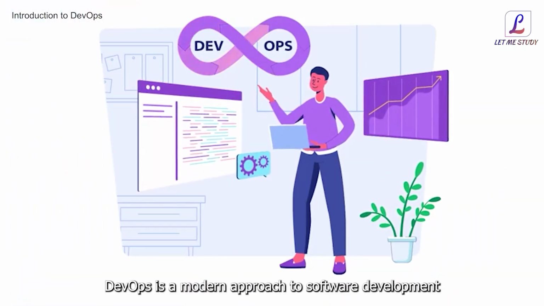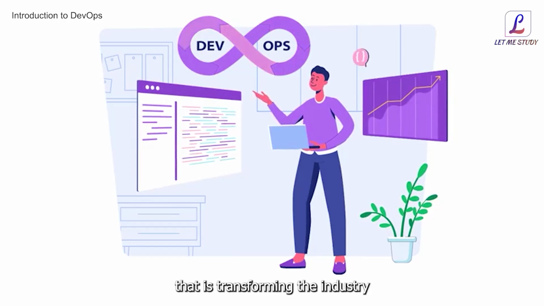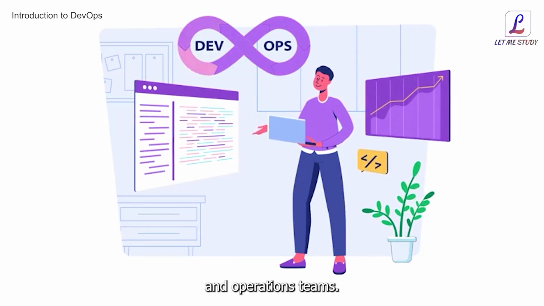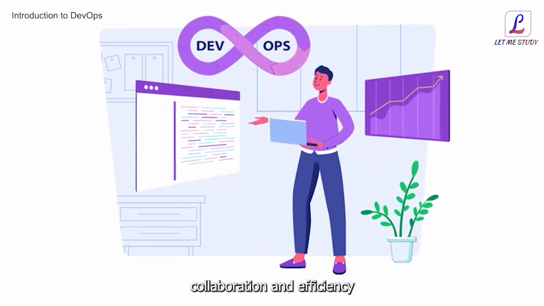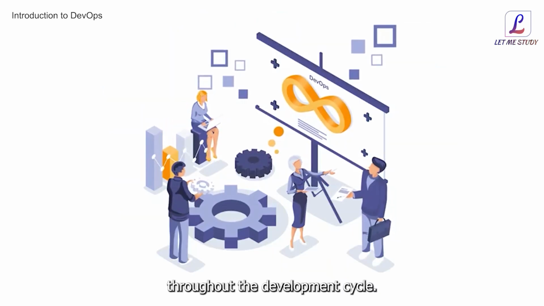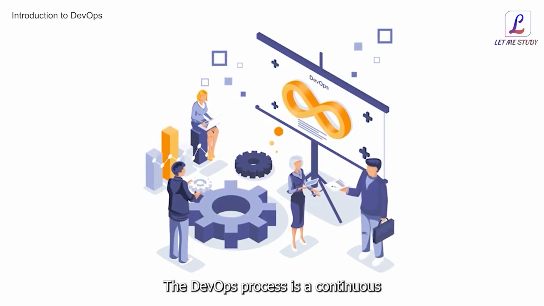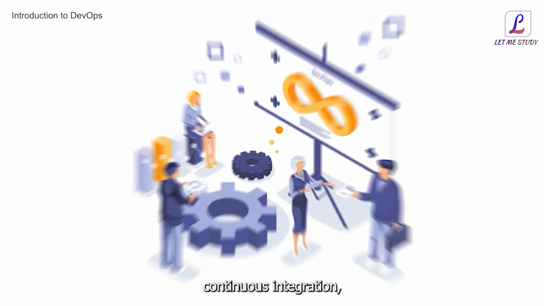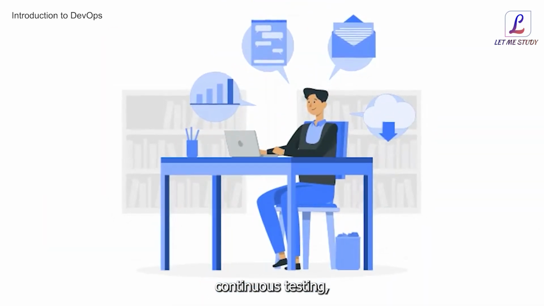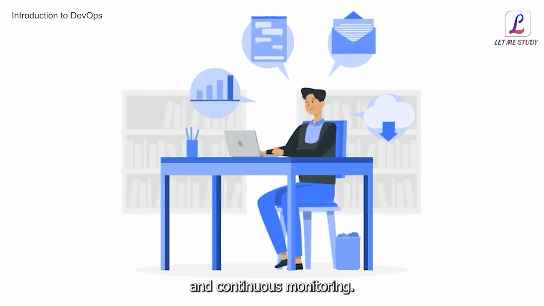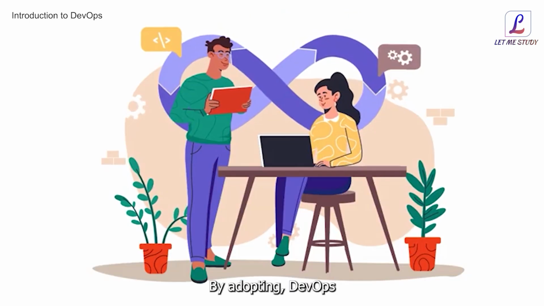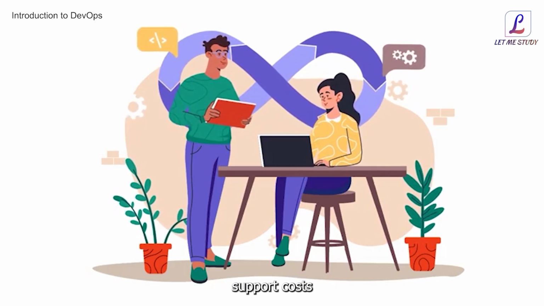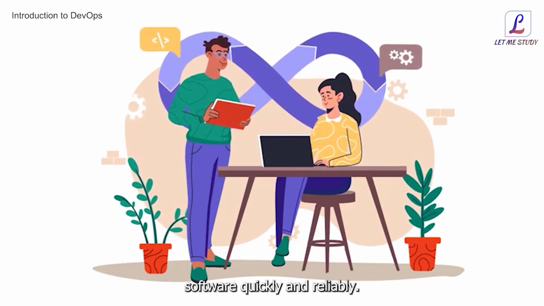Conclusion: DevOps is a modern approach to software development that is transforming the industry. By unifying development and operations teams, DevOps allows for greater collaboration and efficiency throughout the development cycle. The DevOps process is a continuous cycle that includes several stages such as continuous development, continuous integration, continuous testing, continuous deployment, and continuous monitoring. By adopting DevOps, organizations can improve productivity, reduce IT support costs, and deliver high-quality software quickly and reliably.